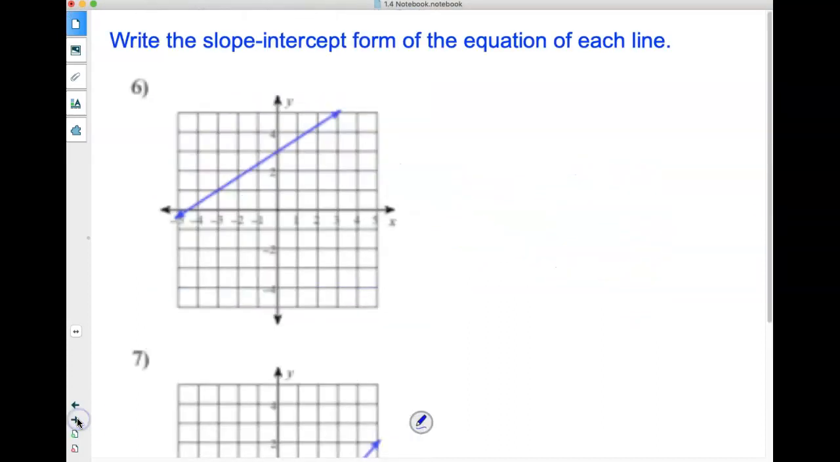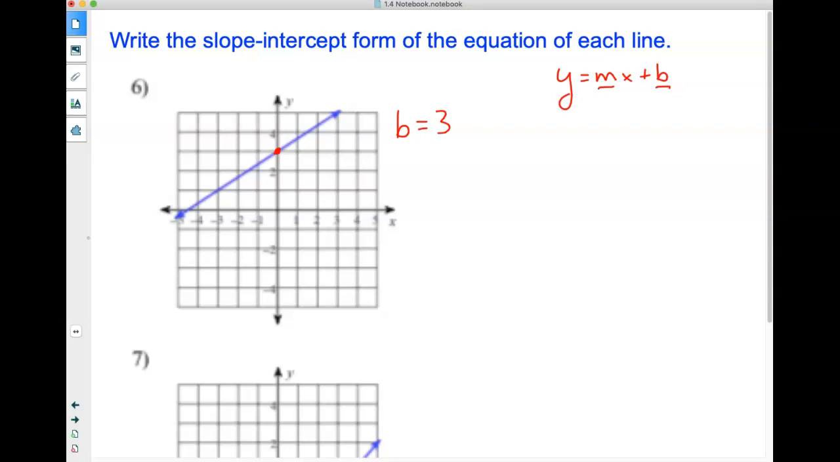The last 3 examples we have here is we want to write the slope-intercept form of each line. Well, whenever you're writing the equation of a line, think simple, think y equals mx plus b. If we have the slope, we have the y-intercept, we got it. Well, I can see right here, I can see b equals 3.